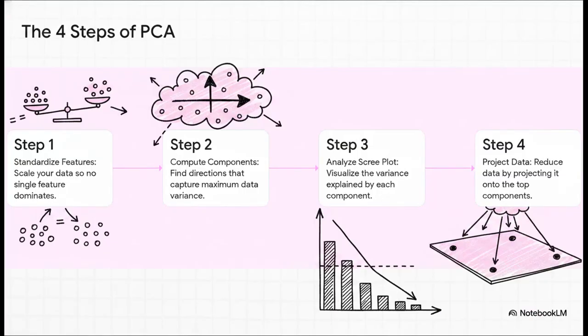So there are really 4 essential steps. First, and please never ever skip this, you have to standardize your features. This just makes sure that features with really big numbers don't totally dominate the whole analysis. Then you compute the components. These are the new dimensions that capture the most variance in your data. Step 3 is the crucial analysis part, using something called a scree plot. And finally, you project your original data onto the handful of components you decide to keep.